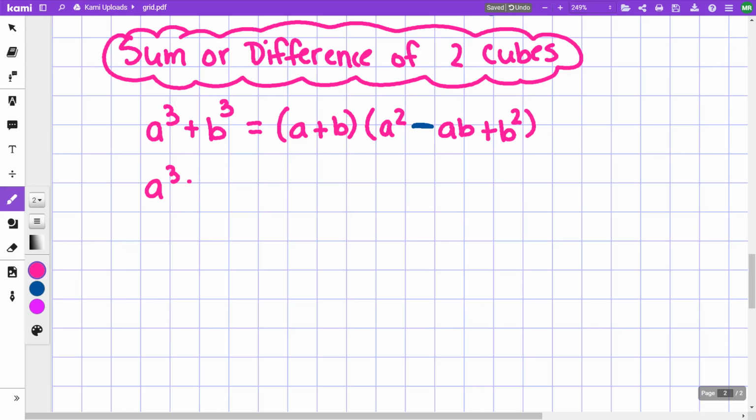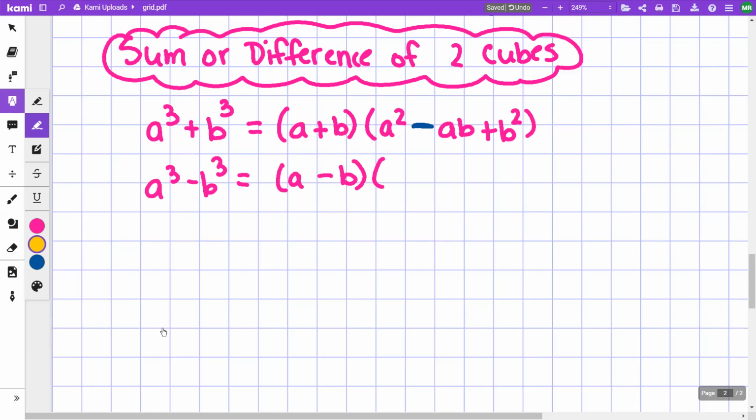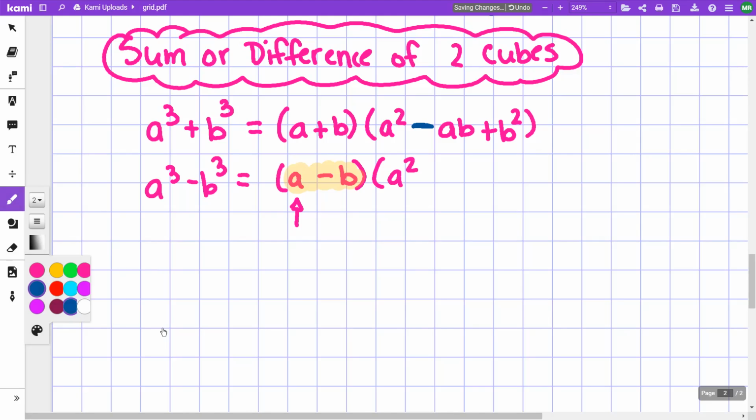If I have a cubed minus b cubed, it's going to be the same idea. I take the cube root of a cubed, which is a, minus, because it's a minus here, I take the cube root of b cubed, which is b. And then again, I'm focusing on this. So I square this a, which is an a squared. I look at this sign, which is a minus, and this becomes opposite. This becomes a plus. Then I'm going to multiply these together, a and b, so I get an ab. And then I'm going to square that negative b, which means I'm going to get a b squared. And that is my answer.